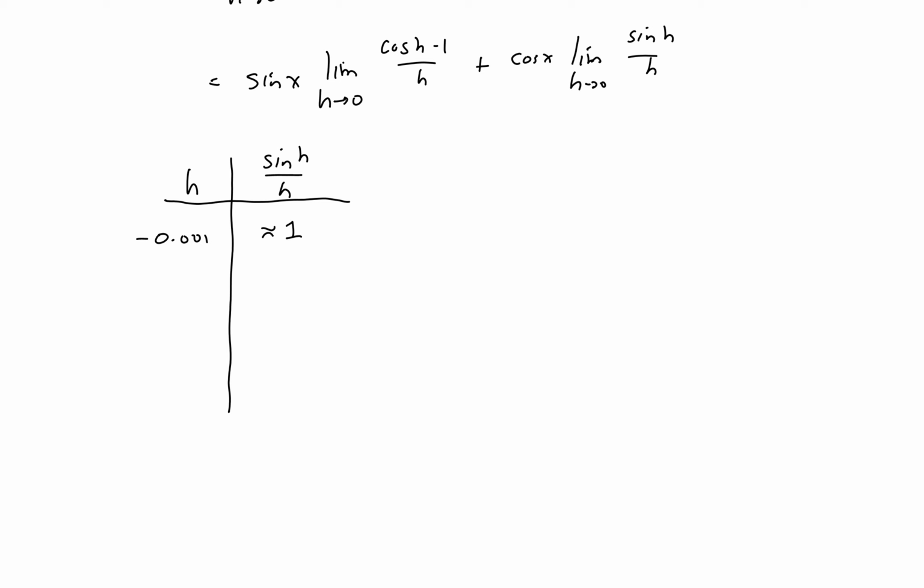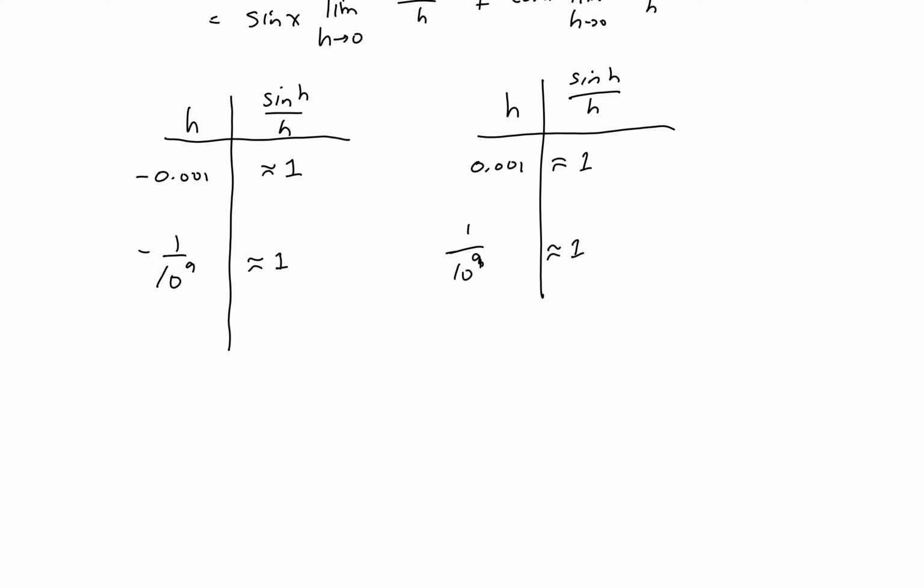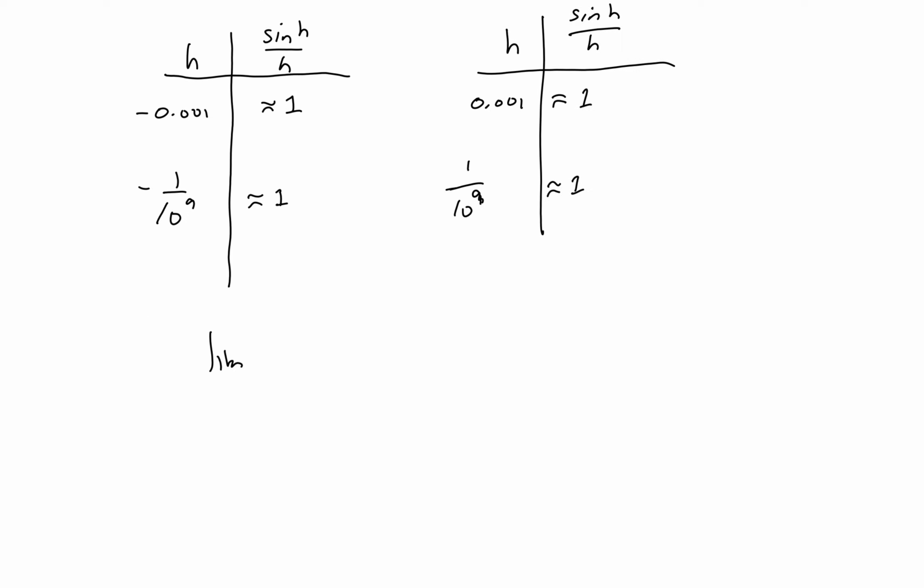And just pick another value much smaller, and this still spits out 1. And same thing if you come from the right-hand side. Spits out approximately 1. So that leads us to guess that the limit as h goes to 0 of sine h over h is equal to 1.